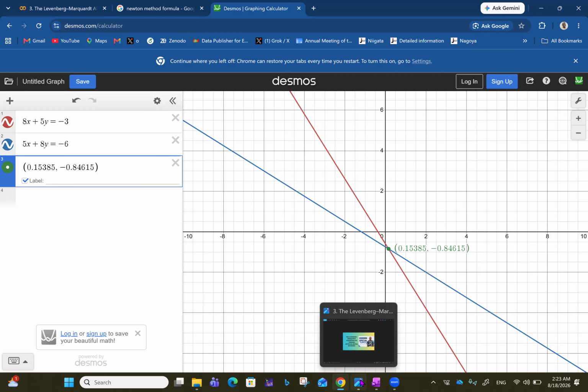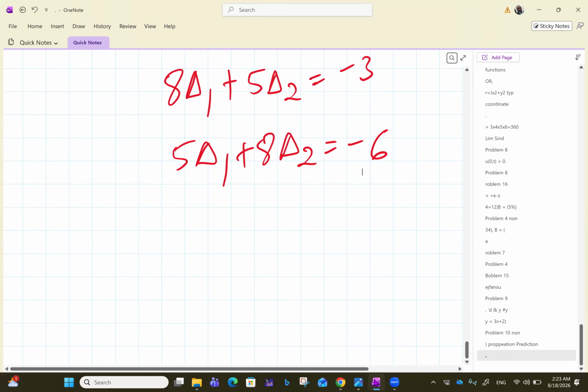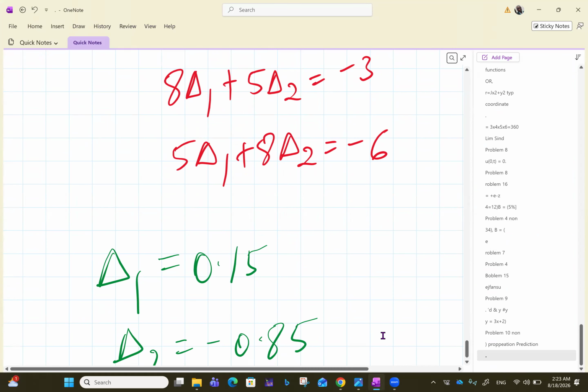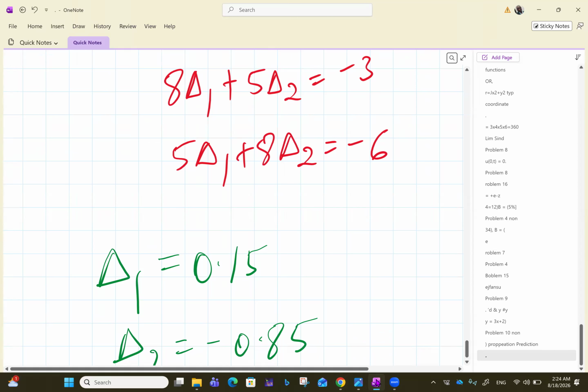Okay, let me just do it like this. 0.15 minus 0.85. So we have lambda 1 is 0.15. Then lambda 2 is minus 0.85. Is that what we have? Yeah, we can have it that way. So that's what we get.